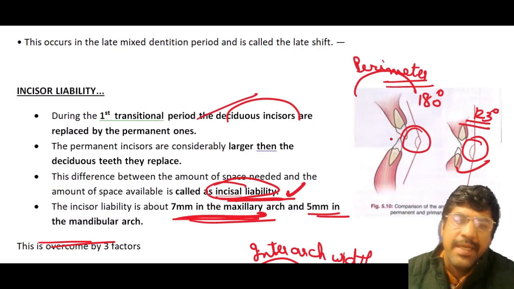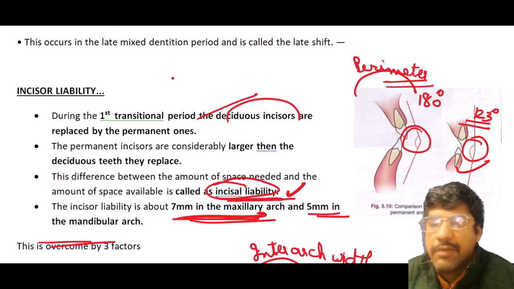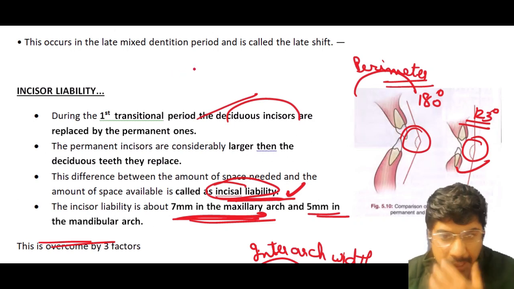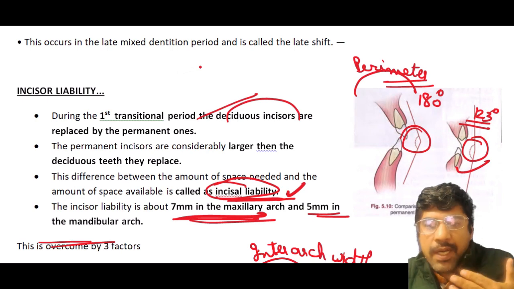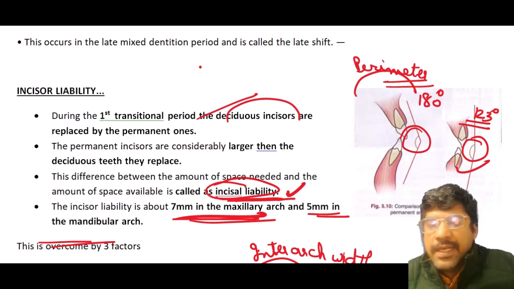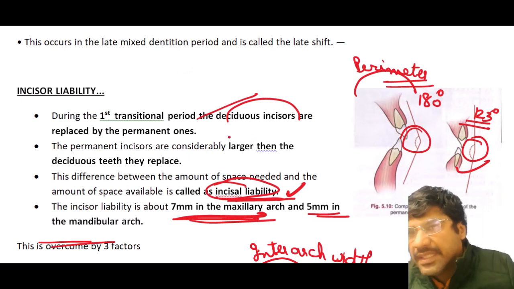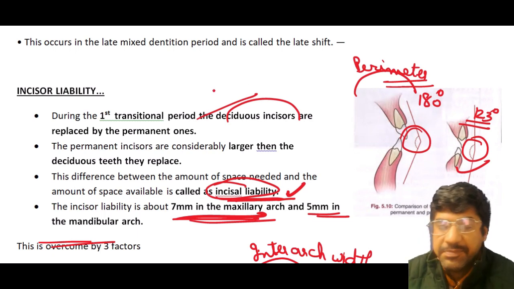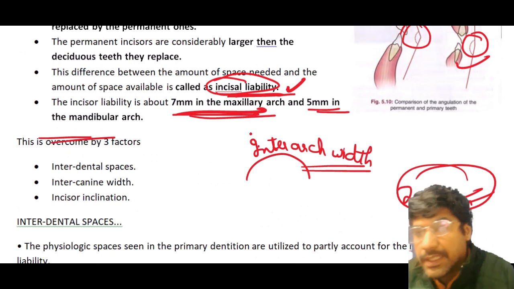We know that permanent incisors will develop lingually to the primary incisors. So for them to emerge correctly into the alignment, there is a mandatory need of space in the anterior portion of both the dental arches. So that is known as incisal liability. So what could be the source of space for this incisal liability?